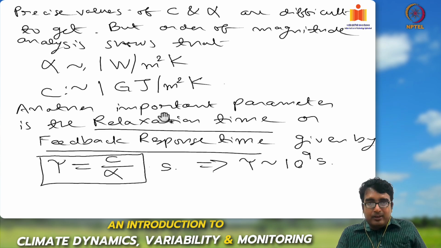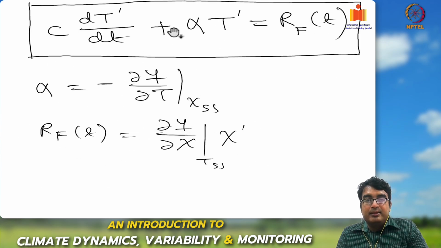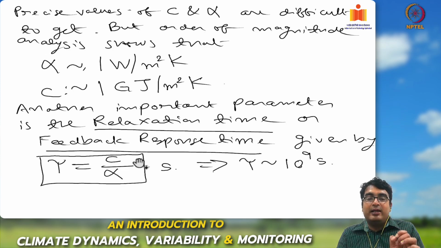Another important parameter here that we can derive is called the relaxation time or feedback response time. And this time tau is C by alpha. So here this C, the heat capacity, and the climate feedback parameter alpha, if you divide these two, you will get a time value C by alpha. Okay. Remember, alpha is 1 watt per meter square and C is gigajoule per meter square Kelvin. Okay. So if you do it in joules, it's 10 to the power 9 joules per meter square Kelvin. This is joules per second. So if you divide C by alpha, you get seconds.